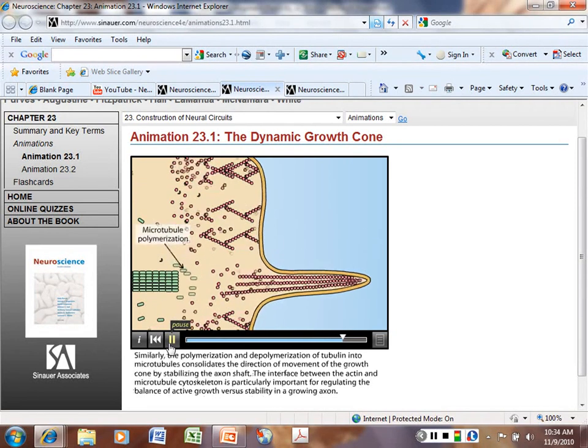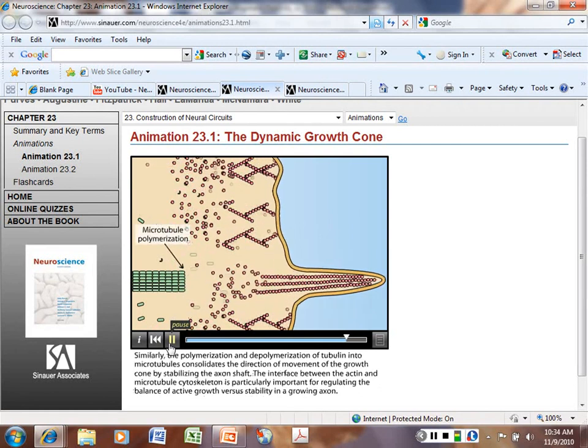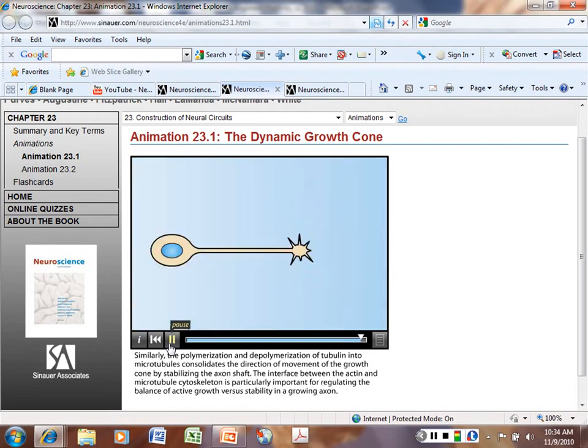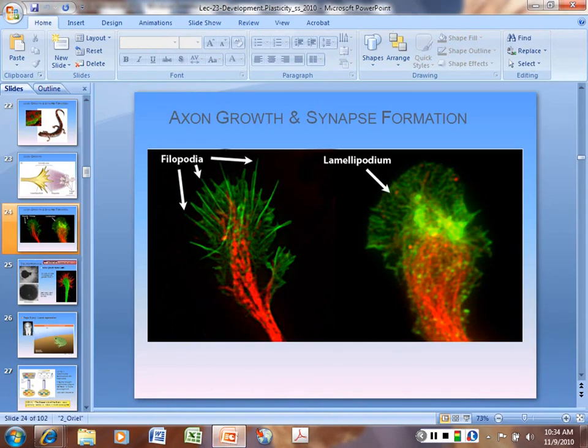Similarly, the polymerization and depolymerization of tubulin into microtubules consolidates the direction of movement of the growth cone by stabilizing the axon shaft. The interface between the actin and microtubule cytoskeleton is particularly important for regulating the balance of active growth versus stability in a growing axon. So there you can see the molecular mechanisms by which this growth is accomplished.